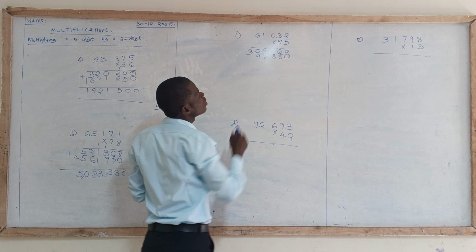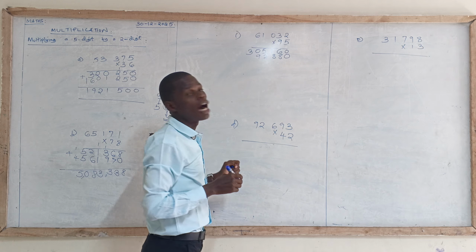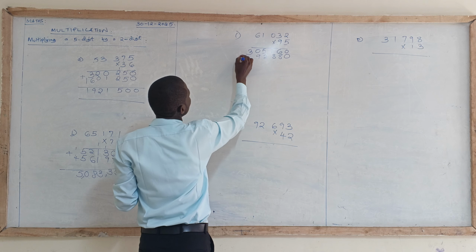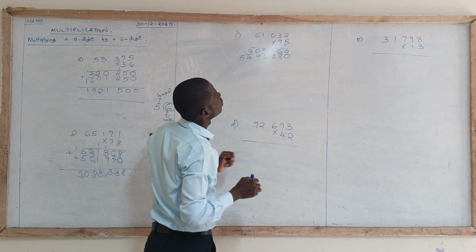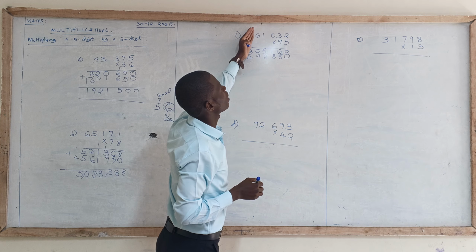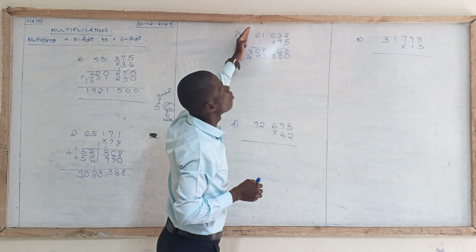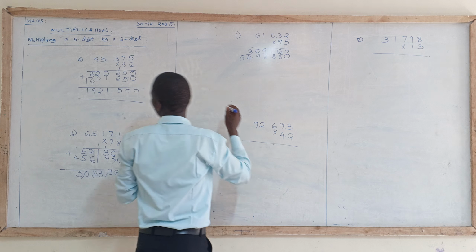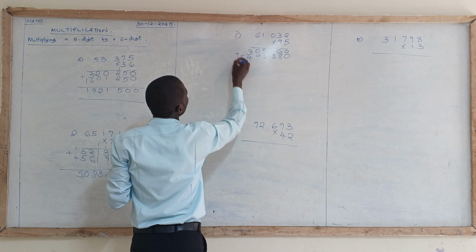9 times 6, what did you say 9 times 6 is? 54. We write 54, the whole of it. Why? Because we are not multiplying by any other digit. Our multiplication ends here. Then from here, what do we do? We add everything.